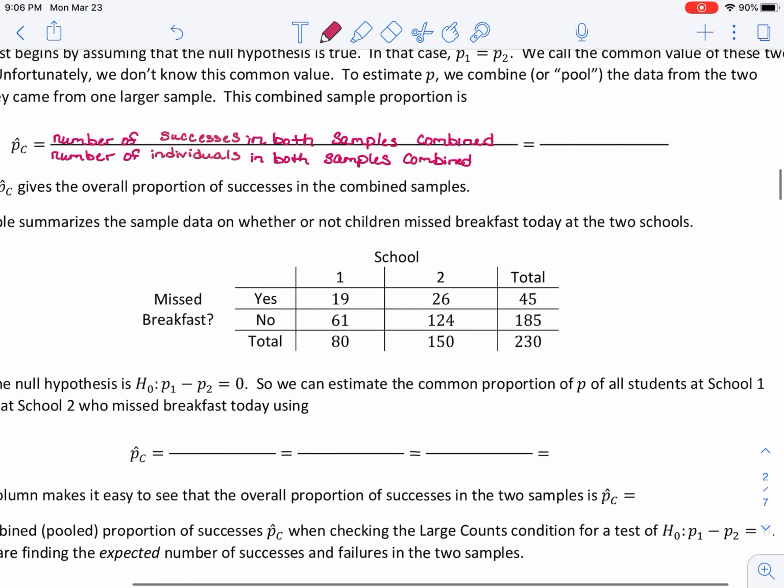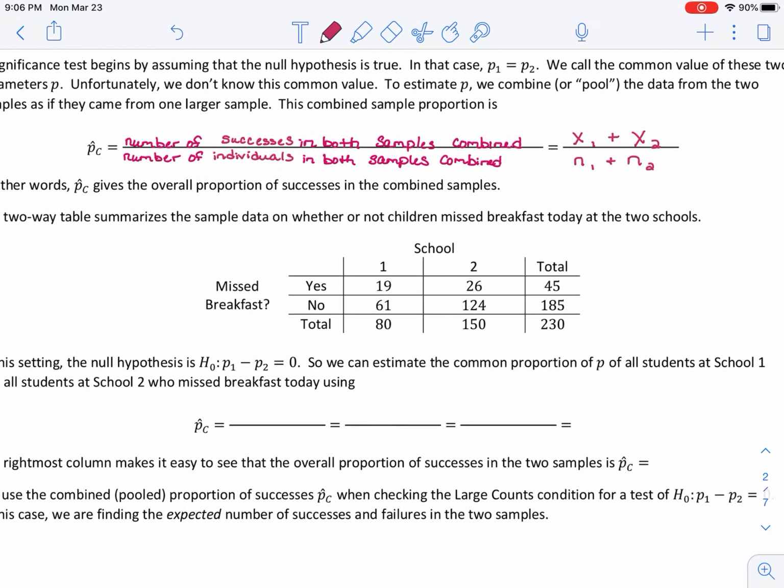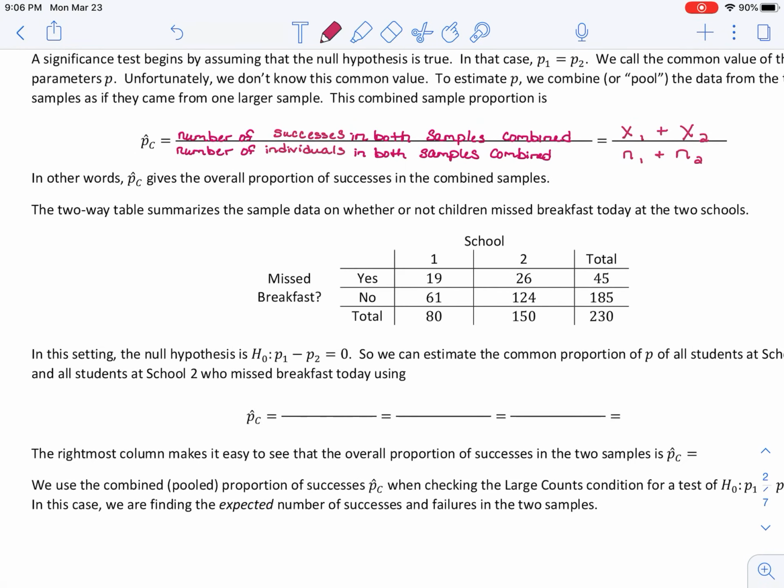What that means numerically is I'm going to look at the count of successes for the first group and add it on to the count of successes from the second group and put it over the first group sample size plus the second group sample size. This is going to be denoted P hat sub C. This is the combined sample proportion, the overall proportion in the combined two samples. So we're pooling these together to combine them.